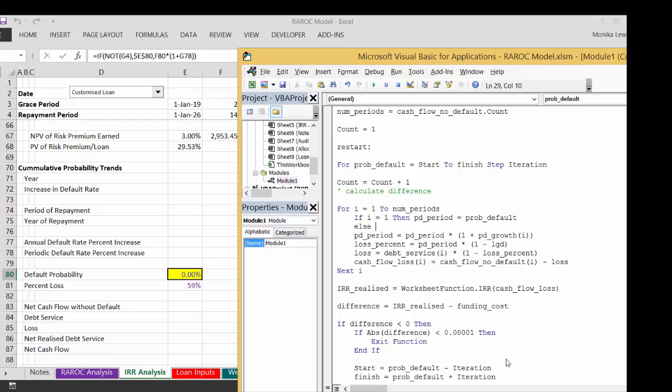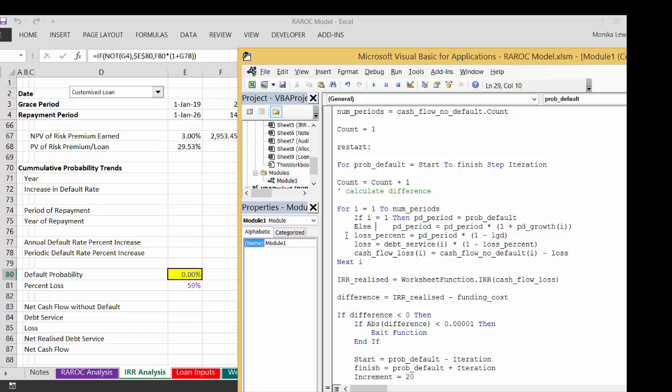Oops. Okay. Now, does this work? Just a minute.